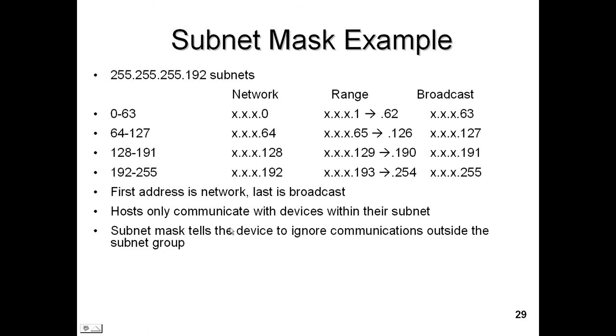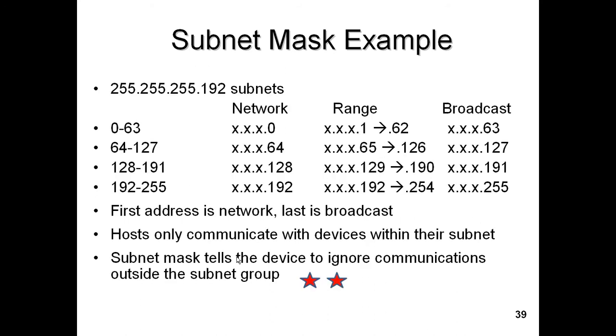Now what's important to understand here is that the host that is programmed, and when we say host, we're talking computer, camera, NVR, whatever it is. A host is an addressed device on the network. The host that's addressed, the address in the last octet is going to determine which of these groups it falls into. And then once it's programmed that way with this subnet mask, then it will only talk and communicate to devices within its own subnet group and will ignore communications from outside the group.